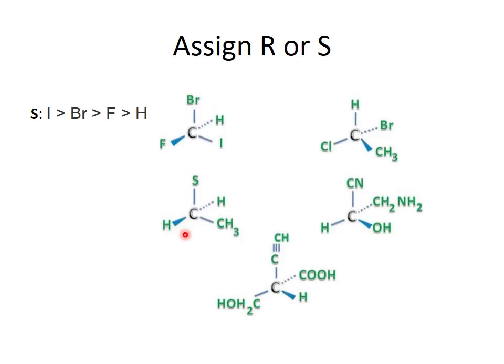If I look at this one, what do I have? If I look at this one, 2 groups are the same. So it's achiral. Not every carbon is chiral and can be assigned R or S. Let's do this one next.